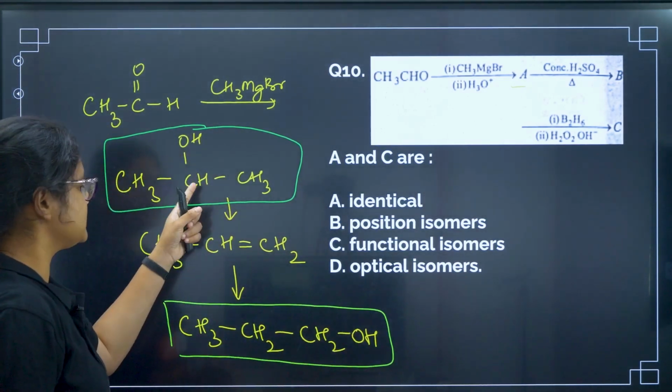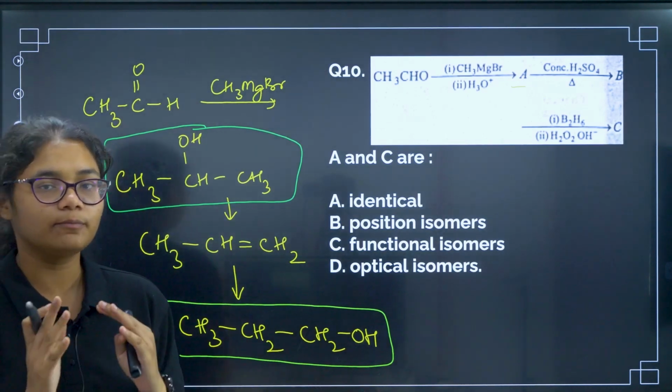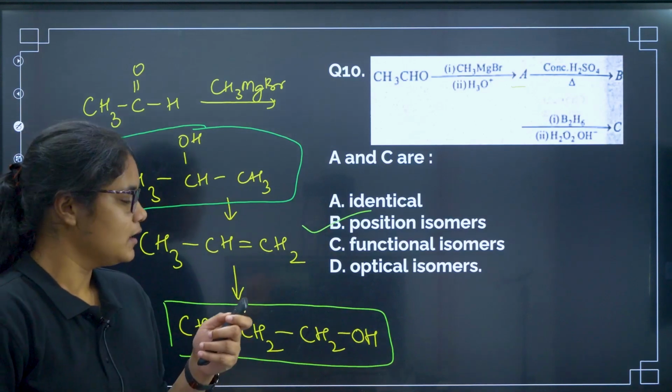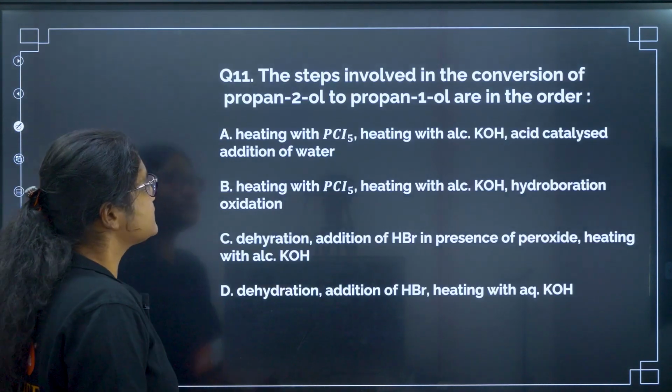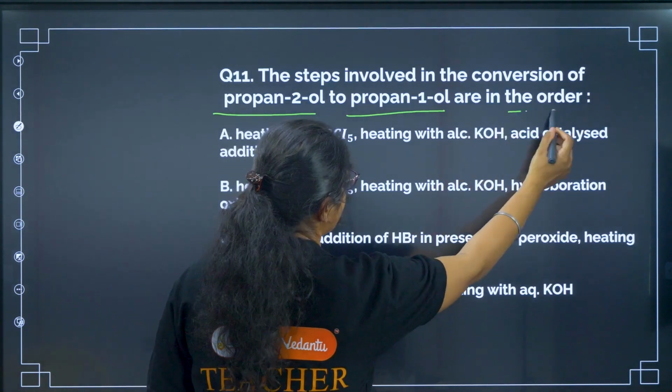So you can see OH is in the second position here and OH is in the first position here. So these are your positional isomers. So the correct answer for this question is option B. Next, the steps involved in the conversion of propan-2-ol to propan-1-ol are in the order.